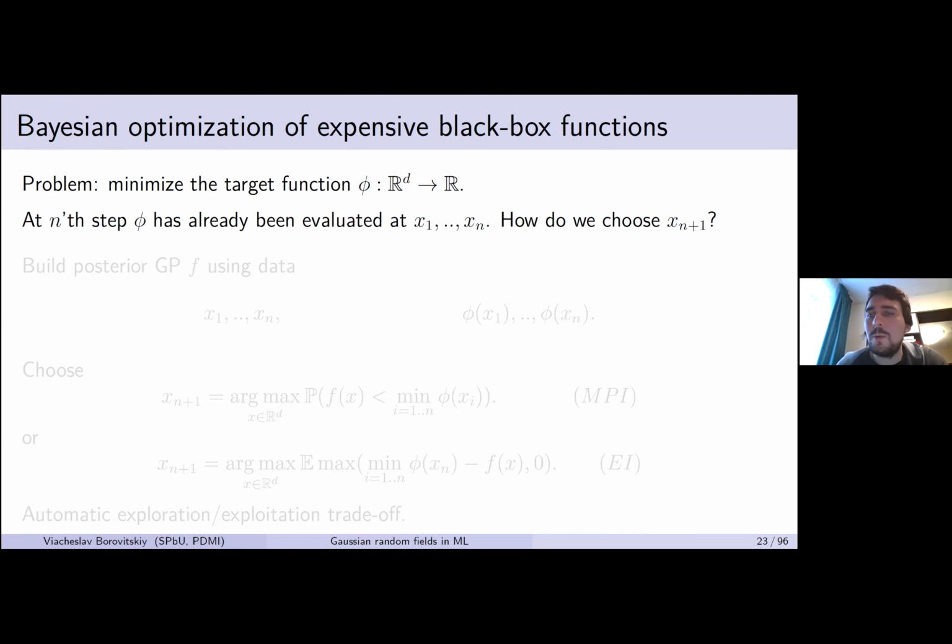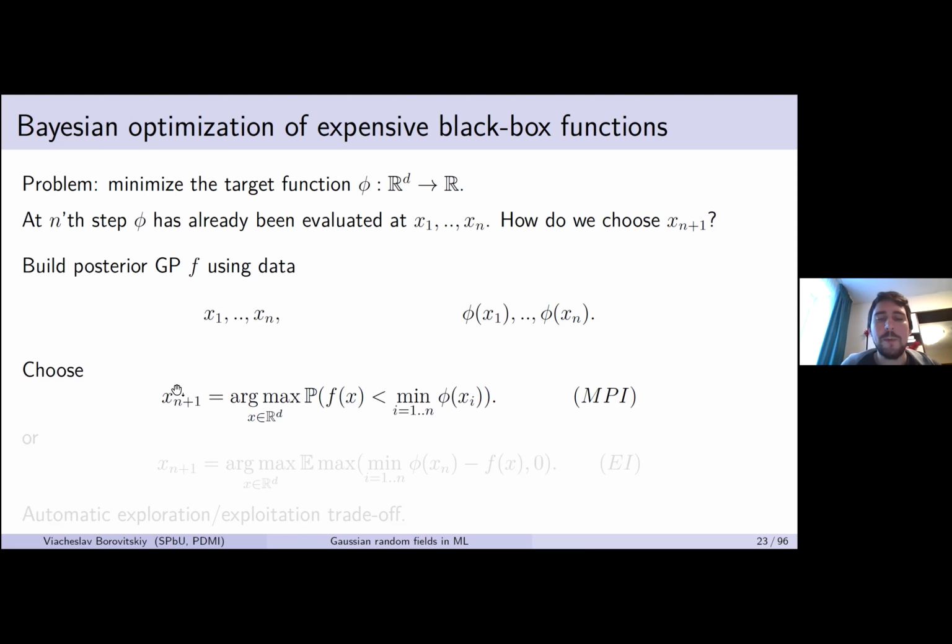But now we answer this question by using Gaussian processes. We use Gaussian process regression on this data x1 and so on xn, phi of x1 and so on phi of xn. So we build a stochastic model that fits this data that we have already observed. And then we use this model to guide our actions at choosing the next point of evaluation.